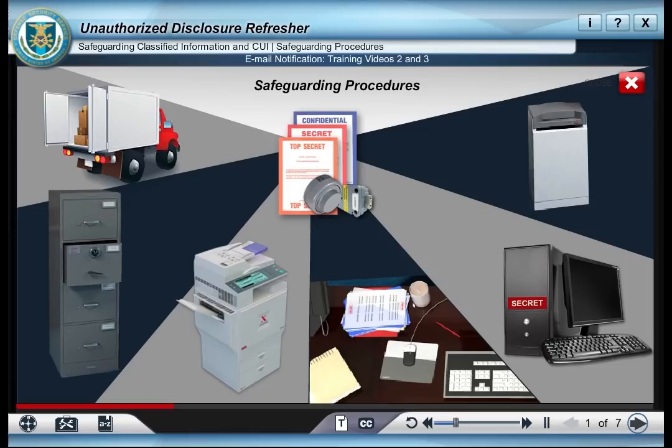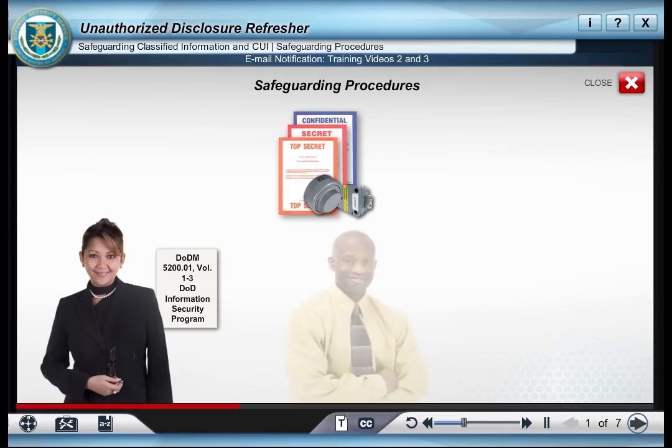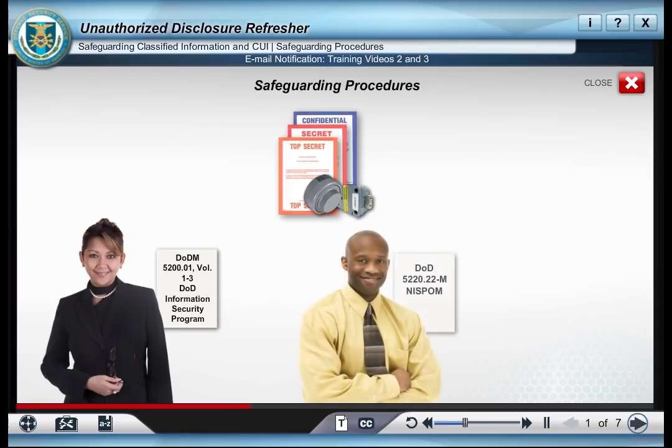and destruction. DoD employees can find the requirements for these procedures in DoD-M 5200.01, Volumes 1 through 3, DoD Information Security Program. Cleared contractors should reference DoD 5220.22-M, the National Industrial Security Program Operating Manual, or NISPOM.